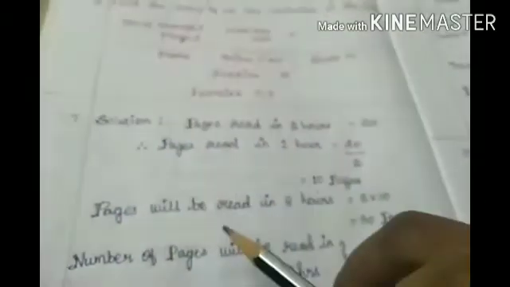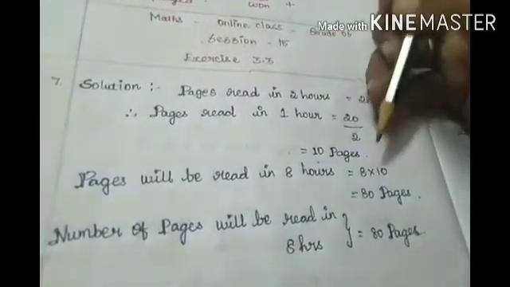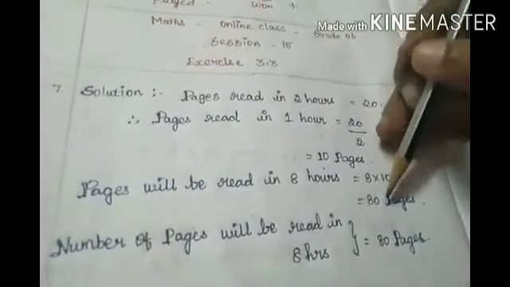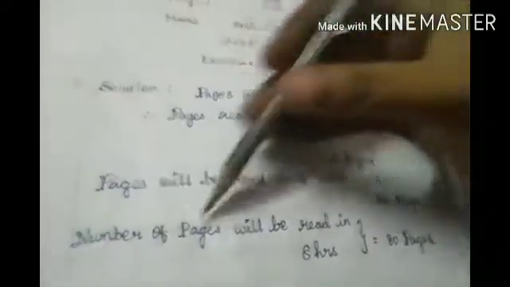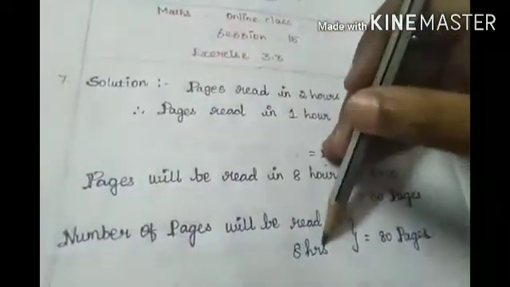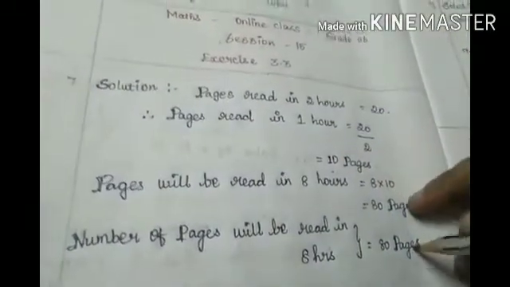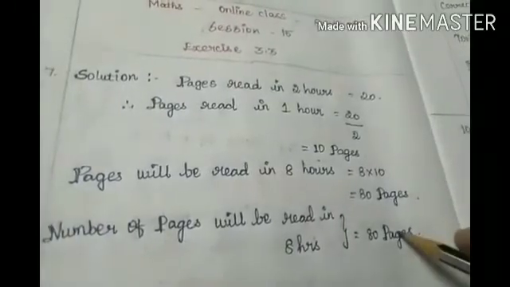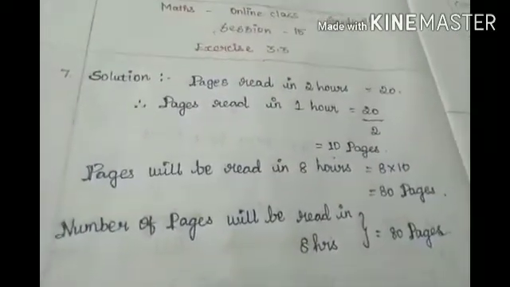10 pages. Now what are they asking? In 8 hours how many pages will he read? Pages read in 8 hours: 1 hour is 10 pages, so 8 hours is 8 into 10, 80 pages. Number of pages read in 8 hours equals 80 pages. Are you clear, children? Now we are going to see our next sum.